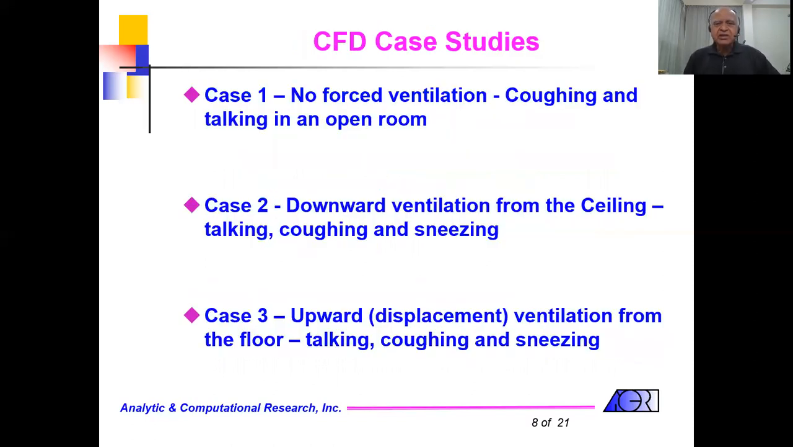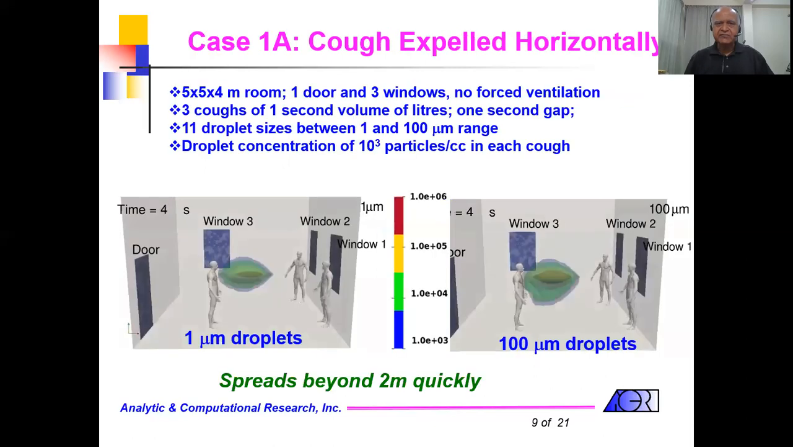I'm going to present 3 case studies. First is that of somebody coughing or talking in an open room. There's no forced ventilation, just the breeze from the doors and windows. The second is a downward ventilation from the ceiling, as somebody's talking, coughing, or sneezing. And finally, the upward ventilation from the floor, with talking, coughing, and sneezing.